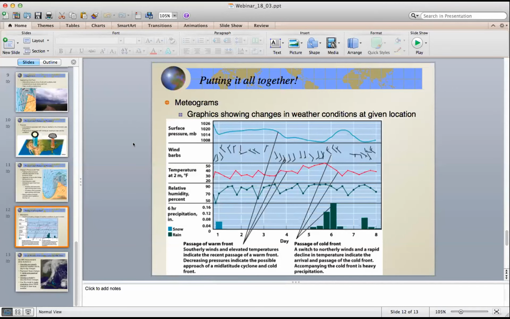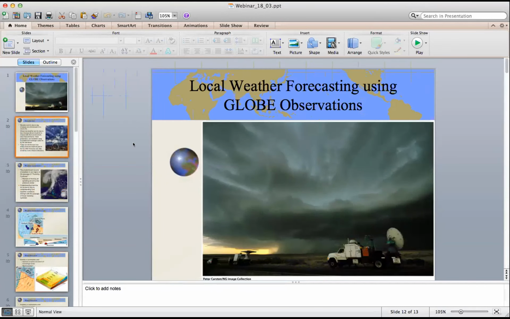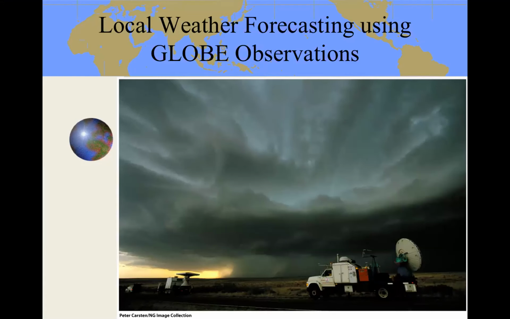So I'll just start my presentation. Sorry, just getting the hang of this. I will start from here. There we go, perfect. So I am going to be talking about local weather forecasting using GLOBE observations. Sorry, guys. I'll put it over here.